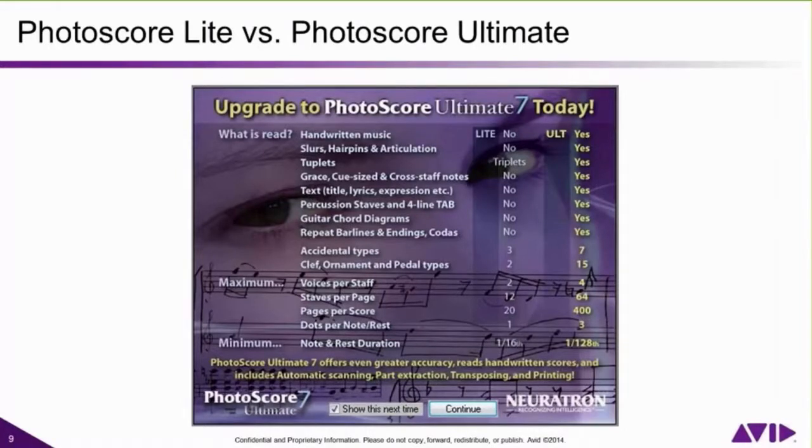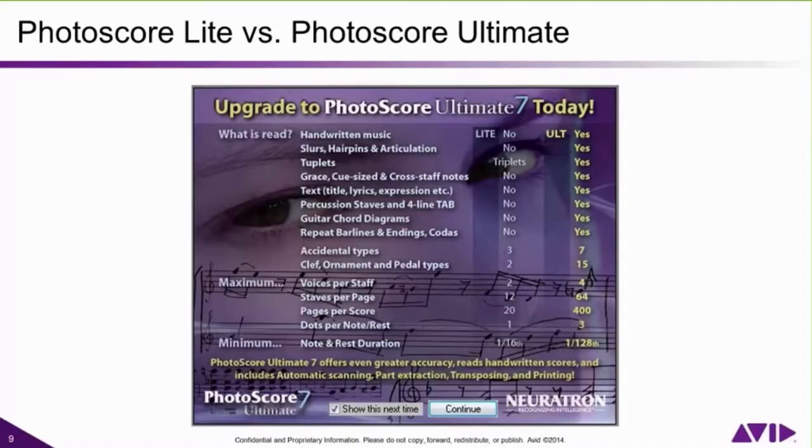The basic limitations are that PhotoScore Lite doesn't interpret text elements, so things like dynamics, chord symbols, lyrics, and titles aren't going to show up, as well as lines like slurs and hairpins. Also, repeat bar lines and endings won't be interpreted. However, these can be added after the reading process, so it's not too bad of a limitation.